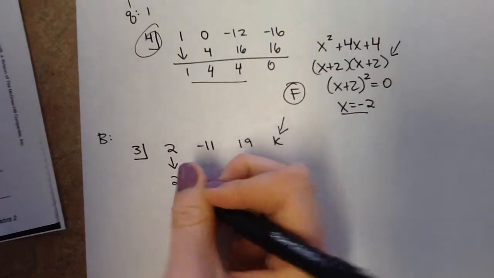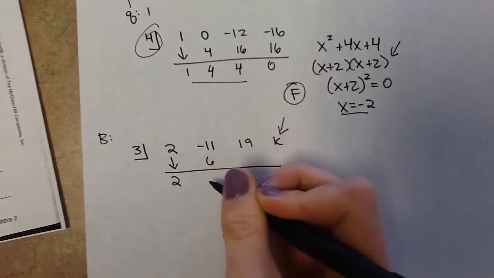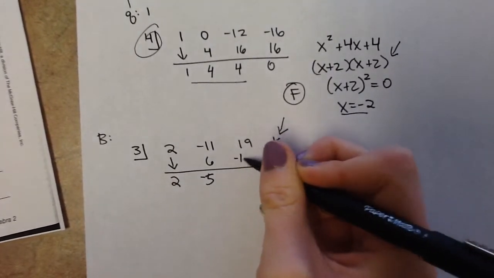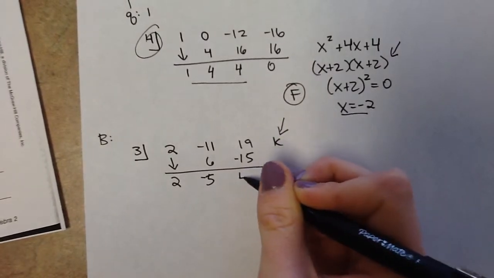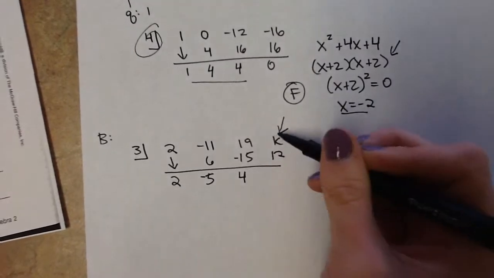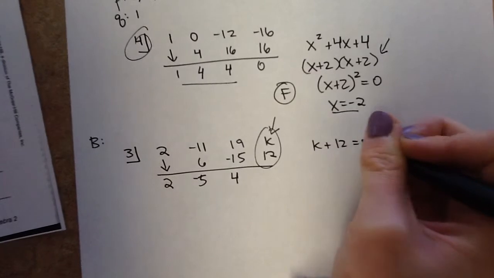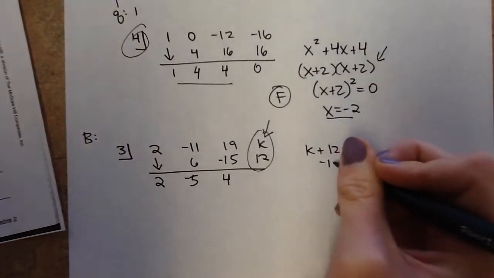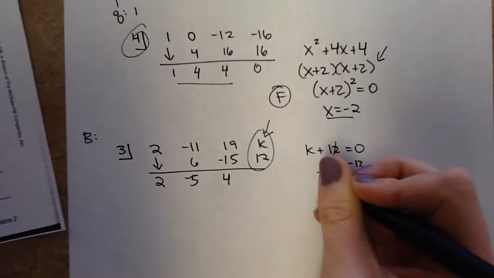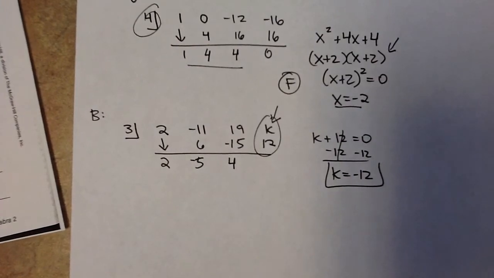So bring the first term down. Bring down the 2. 2 times 3 is 6. When I add these together, I get negative 5. Negative 5 times 3 is negative 15. Add these together, I get 4. 4 times 3 is 12. If I want to get 0, that means k combined with 12 has to give me 0, so k should be negative 12. That was definitely a tricky bonus. That's the last one. Review is all done.